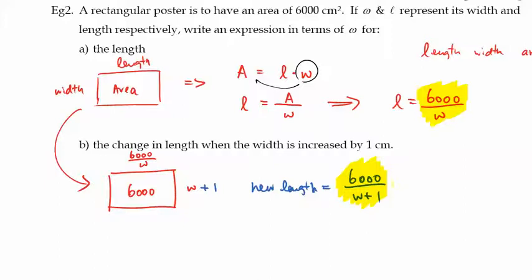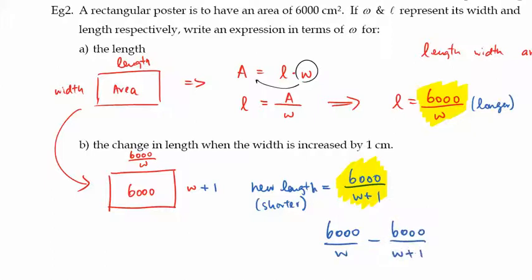Once again, would your new length be shorter or longer? Shorter. Knowing it will be shorter, that means the original length would then be longer, and the difference between the lengths would then be longer length minus shorter length. And this will be the expression for the change in length.